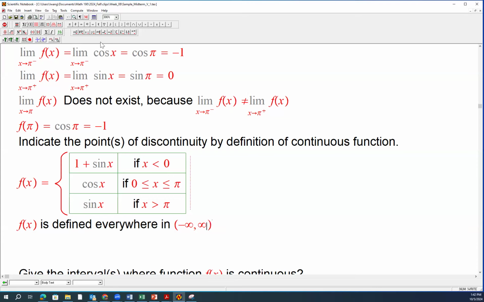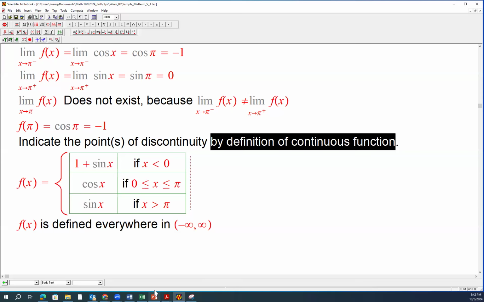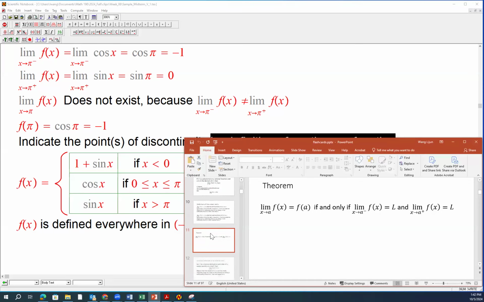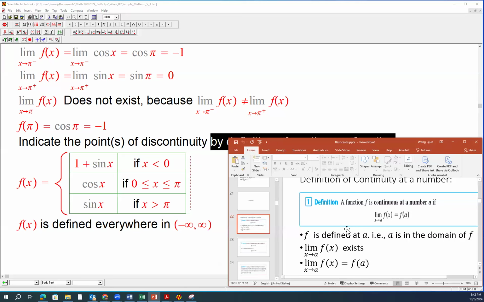We want you to study the definition of continuous function to answer this question. So what's the definition of a continuous function? Right here, the definition of continuous function. Among the three elements, the first one is satisfied, because it's defined everywhere. And does the limit exist?